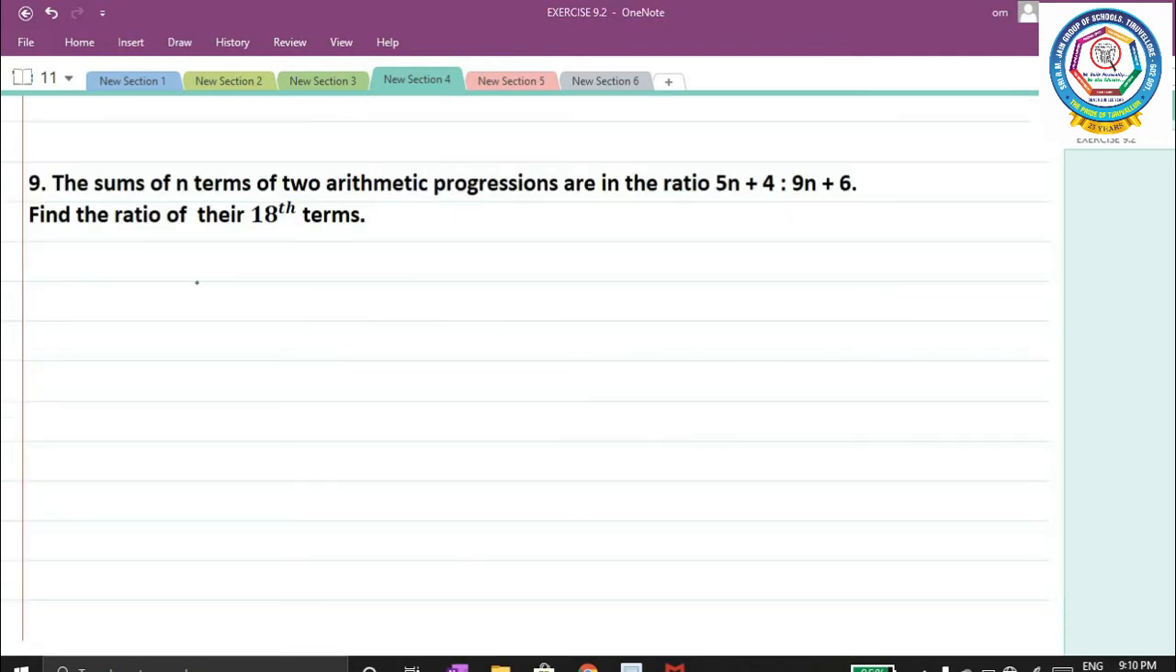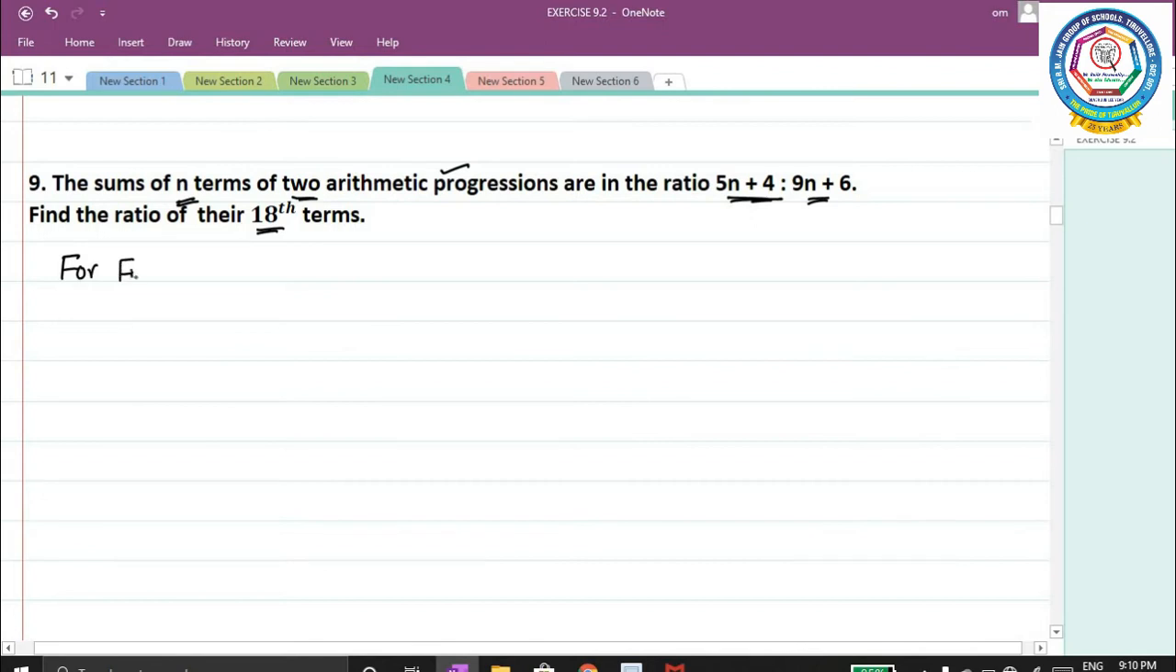Sum number 9. The sums of n terms of two arithmetic progressions are in the ratio 5n plus 4 to 9n plus 6. Find the ratio of their 18th terms. Here, the ratio of the sums of two arithmetic progressions is given, so we have to find the ratio of the 18th terms.